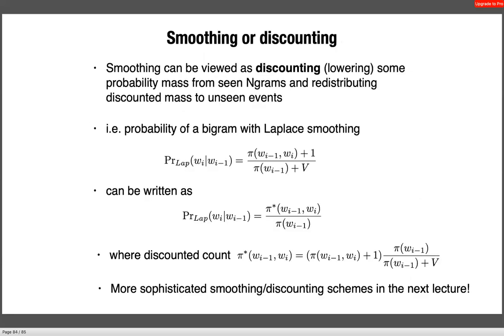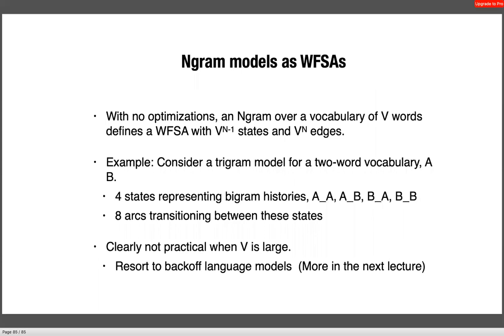This was the most basic of smoothing schemes. I'll be discussing more sophisticated smoothing schemes in the next lecture. Now, before we wrap this session up, let me spend a few minutes talking about how n-gram models can be represented as weighted finite state acceptors.